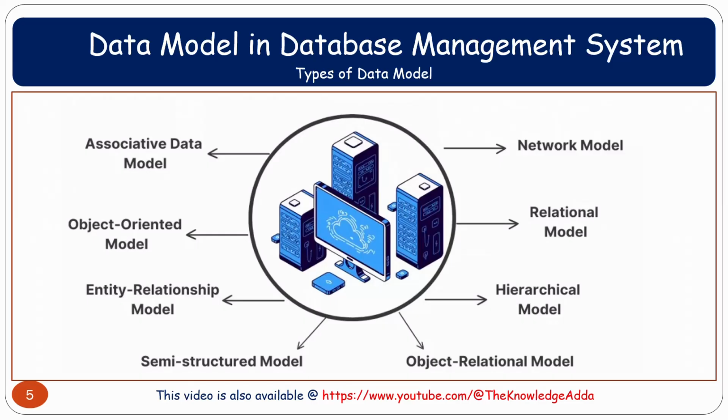Now we're talking about types of data models. There are various data models. Here you can see we have the network model, relational model, hierarchical model, object relational model, semi-structured model, entity relationship model, object-oriented model, and associative data model. In this lecture, we will discuss them one by one. I am just taking an overview because we have already discussed them in detail in our last lecture.